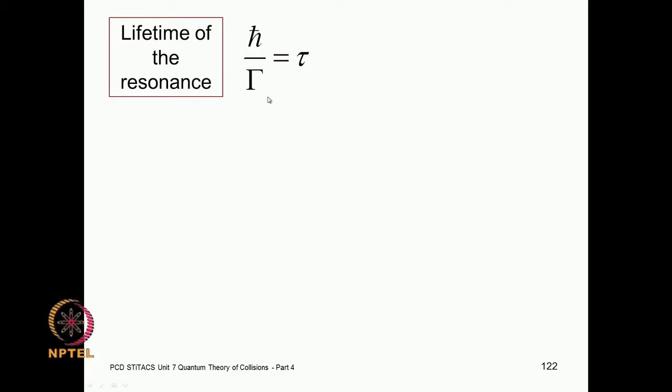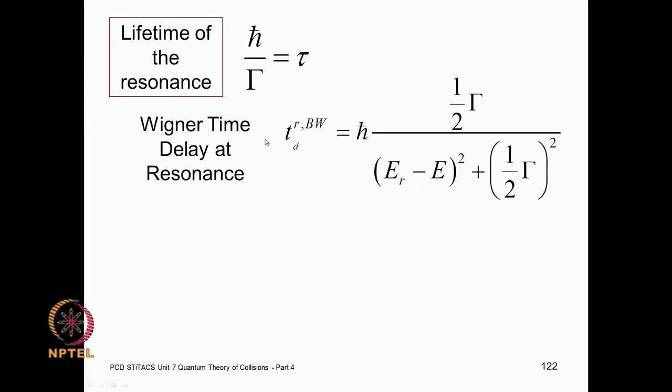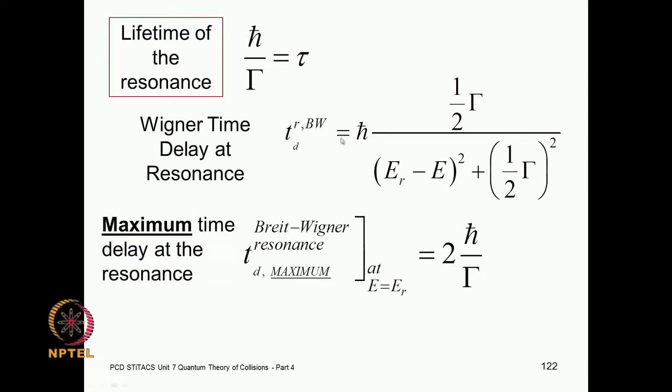So, this is the lifetime of the resonance, which is just the inverse of the width, right? And this is the time delay. Now look at these two expressions, and they tell you what the relationship between time delay and lifetime is. The maximum time delay that you can get is obviously at the resonance energy when E is equal to E R. So, this term will go to 0, and you have got half gamma squared, right? So, the maximum time delay that you can get at the Breit-Wigner resonance will be twice h cross over gamma, which is twice the lifetime. That is the maximum time delay that you can get at the resonance.